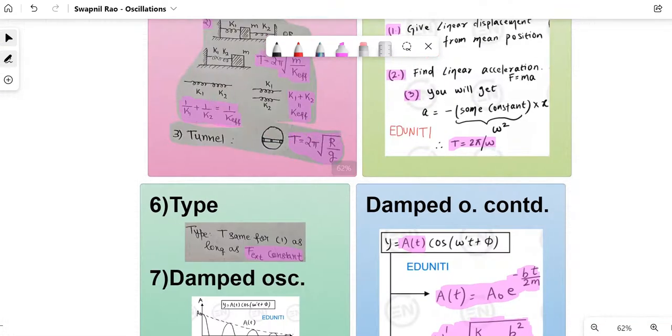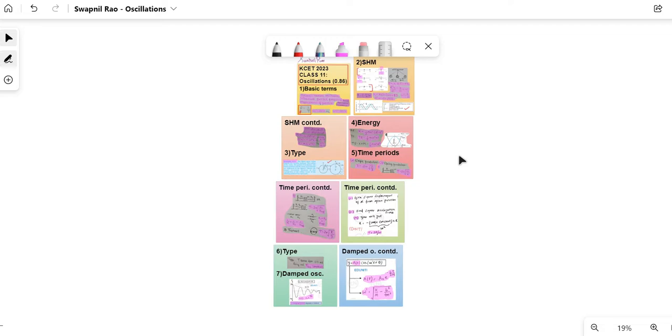And yes, with this we have covered the chapter, almost all of it. The next topic would be waves, with which I'll be covering class 11. All of the topics will be done.